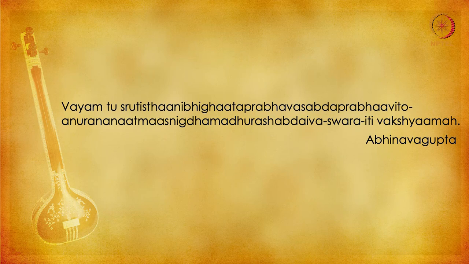A more elaborate definition is by the 10th century brilliant mind Abhinavagupta. He includes other features such as anuranana, that is resonance, snigdha, smooth, shiny, and madhura. So this is what Abhinavagupta says, and this is just for those of you who have an interest in Sanskrit. The verse goes like this: Vayam tu shruti sthanabhighata prabhava shabda prabhavito anuranatma snigdha madhura shabda eva swara iti vakshyamaha. So it is anuranatma, it is resonant, it is snigdha madhura, it's shiny, smooth and sweet, and that is swara according to Abhinavagupta.